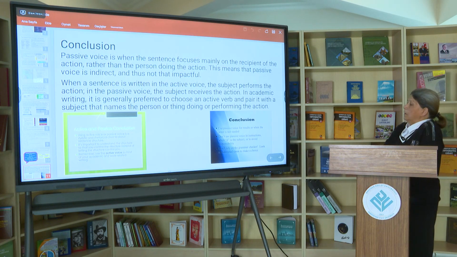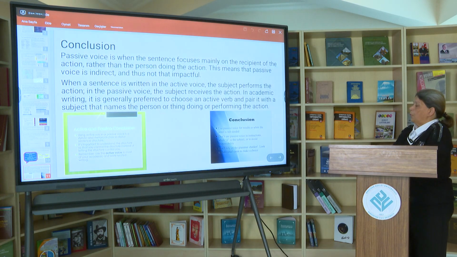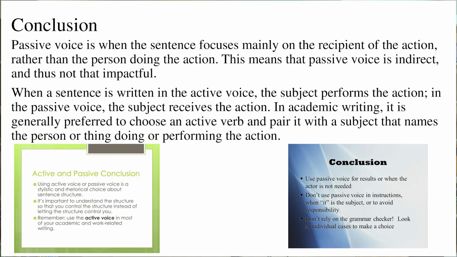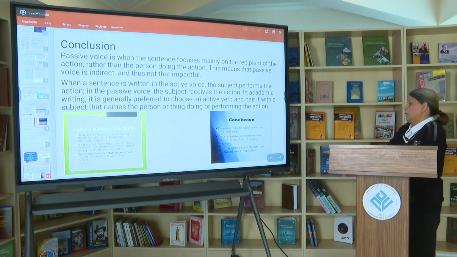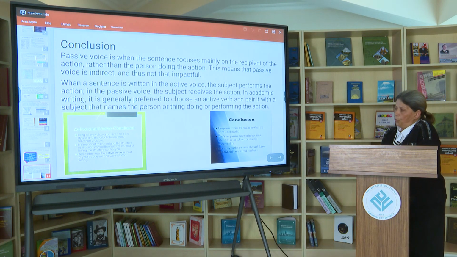In academic writing, it is generally preferred to choose an active verb and pair it with a subject that names the person saying, doing, or performing the action. We use passive voice for results, when the actor is not needed, and when we want to avoid the subject. And third, don't rely on the grammar checker. Take a look at the video cases to make your choice.